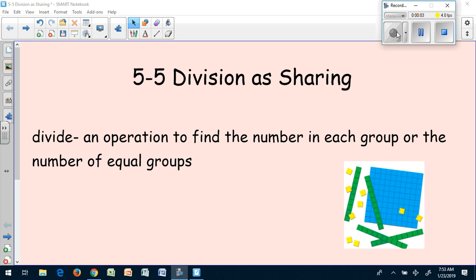In this lesson, we're going to look at division and sharing. Let's remember that when we divide, we're using an operation to find the number in each group or the number of equal groups. Today, we're going to be finding the number in each group, and we're going to use models of base 10 blocks to help us do that, because we're going to be working with some bigger numbers today than we have already.